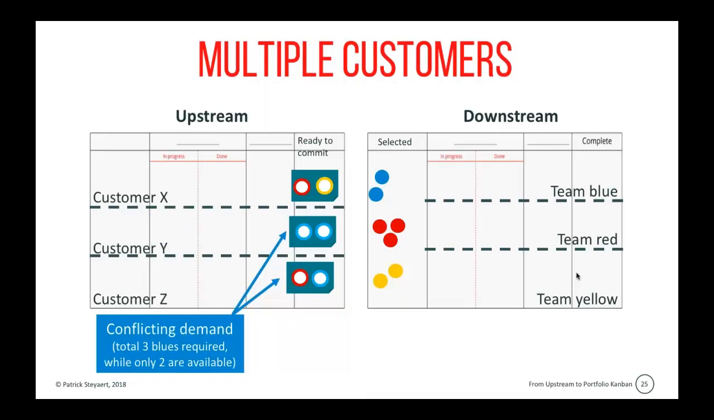So demand is not always coming from one customer, demand comes from multiple customers. In this case, we have an upstream where we have 3 customers, X, Y, and Z. Now, if you look at the demand from Y and Z, the last two customers, there's a conflicting demand because we only have available capacity for two blue, and we actually require 3 blue items. So this is a situation where we have multiple customers.